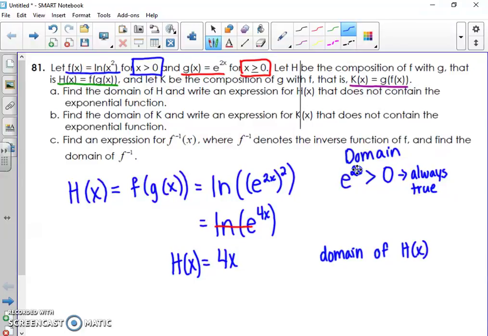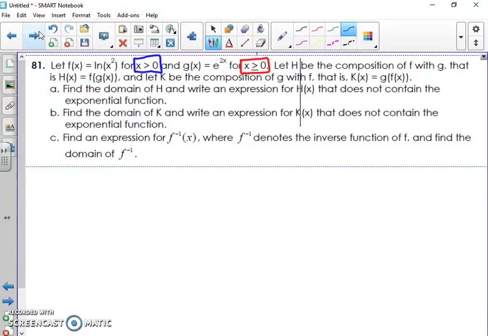Thus, for our domain of h of x, we are going to revert back to the domain of the inside function, which is our g of x, which tells us that x has to be greater than or equal to 0. So for our function h of x, the domain is going to be x is greater than or equal to 0. So that was part A here. So let's move on to part B. Part B asks us to do basically the same thing, but this time we're looking at k of x equals g of f of x.